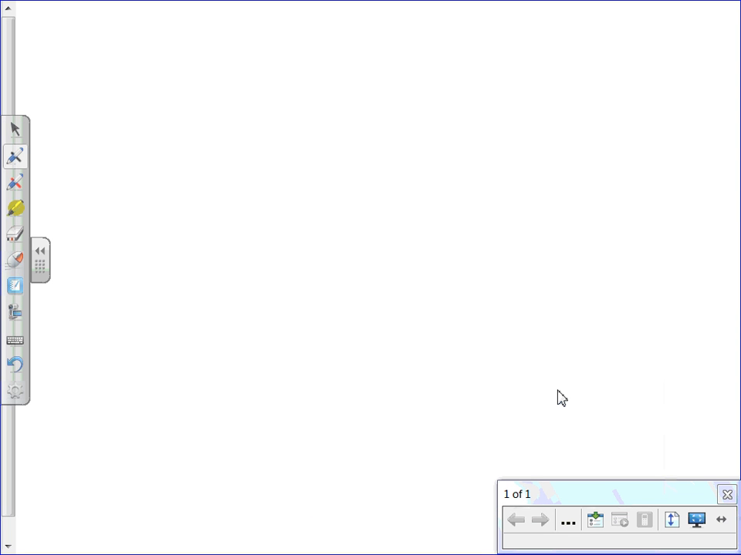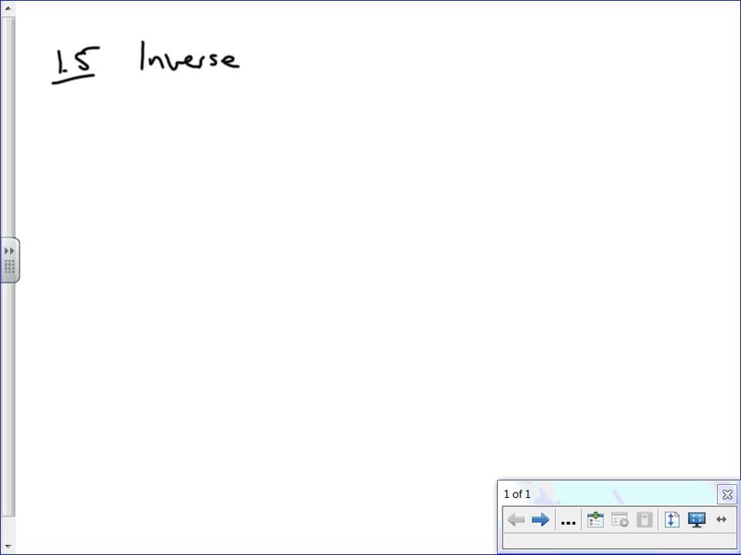All right, ladies, I'm going to give you some notes on the first part of section 1.5. You should also certainly read this section, but take notes just as if you were in class on section 1.5. This is the first part of it. This is inverse functions.